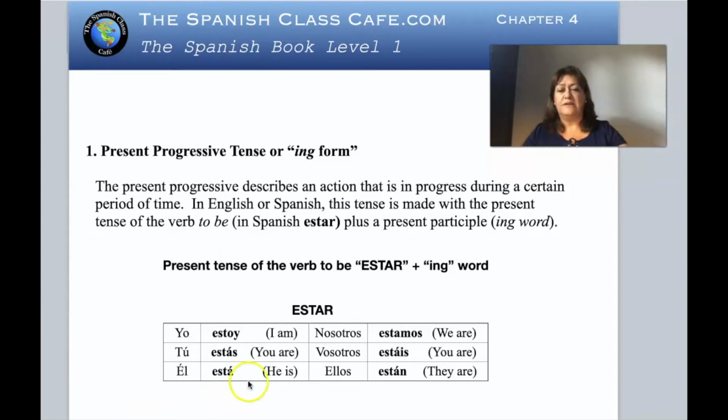Okay, let's start. Then we have here the present tense of estar. And I put it together with the personal pronouns that you can see here. Yo estoy, tú estás, él está. Remember, in the third person, there are three persons. Él, ella, and usted. Nosotros estamos, vosotros estáis, ellos están, ellas están, ustedes están.